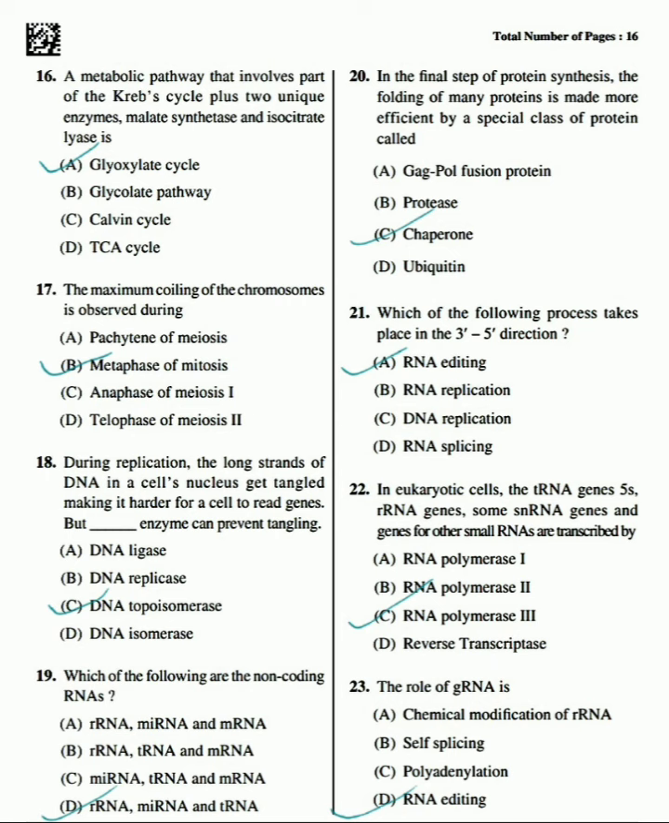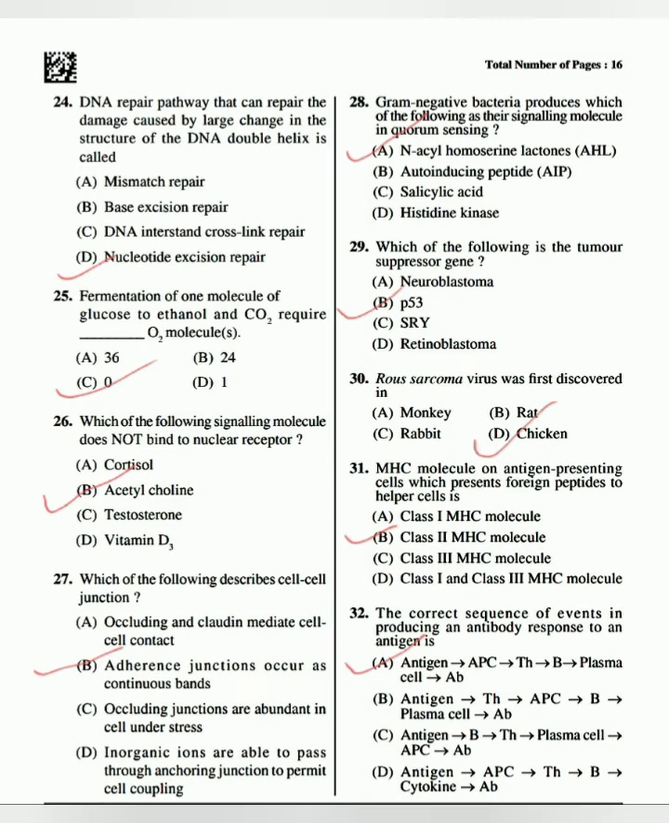Coming to the next question. The DNA repair pathway that can repair the damage caused by a large change in the structure of the DNA double helix is called nucleotide excision repair. Base excision repair, mismatch repair and DNA interstrand cross-link repair are not associated with this. Nucleotide excision repair, or NER, can repair the damage caused by a large change in the structure of the DNA double helix. So our correct answer is option D.